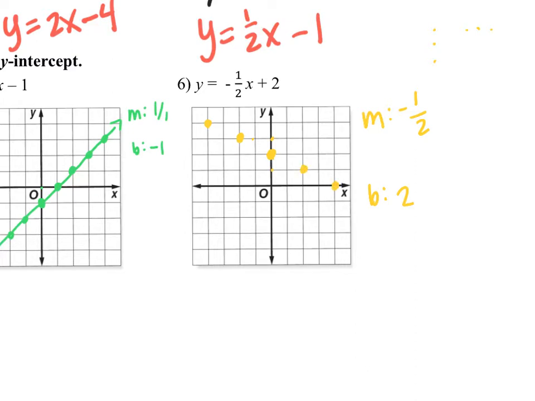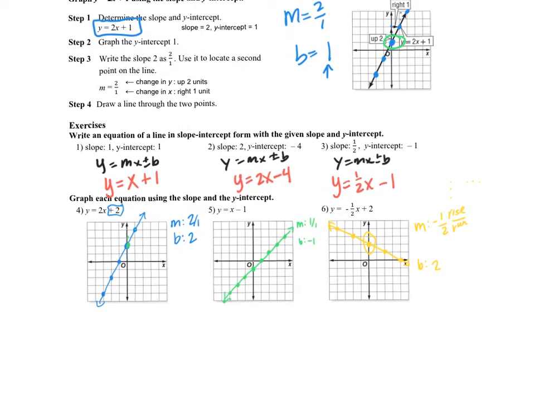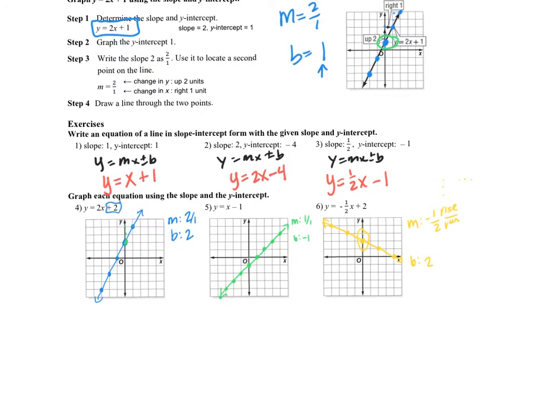So b is your y-intercept. It's where the line crosses the y-axis. M is your rise over your run. Okay, so how do you feel about this? If you want, look at the back side, and go by all the graphs on the back side, and I want you to write m and b, because that's going to be part of your answers.